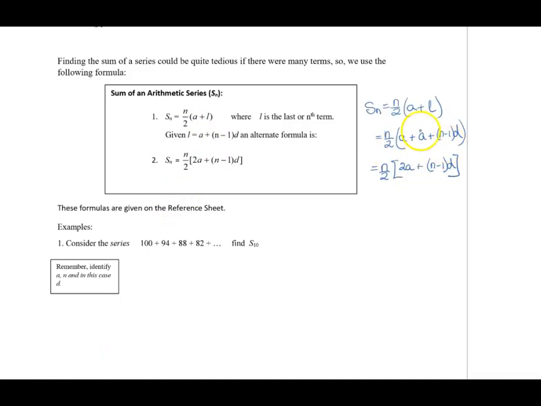Over here I've shown the substitution for l and gathered together the like terms, and you come up with the second formula. Now, what's the advantage of this second formula? Well, it doesn't rely on knowing the last term. It relies on knowing the number of terms, the first term, and the common difference. What's the advantage of the first format? Well, we don't need to know the common difference. The only things needed are the number of terms, the first term, and the last term.